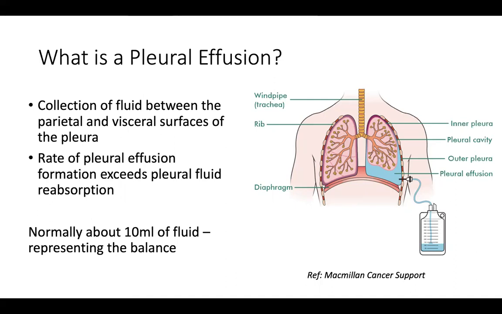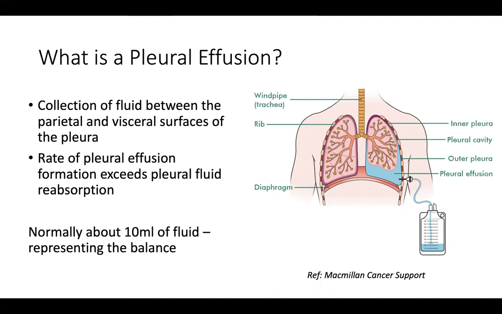There's a little bit of fluid because if you think about the physiology of breathing, your lungs are constantly moving up and down. You want this to be as easy and as least work as possible, so you have a little bit of fluid constantly there to make that easy. Normally this is about 15 milliliters per day. A little bit is produced and a little bit is absorbed.